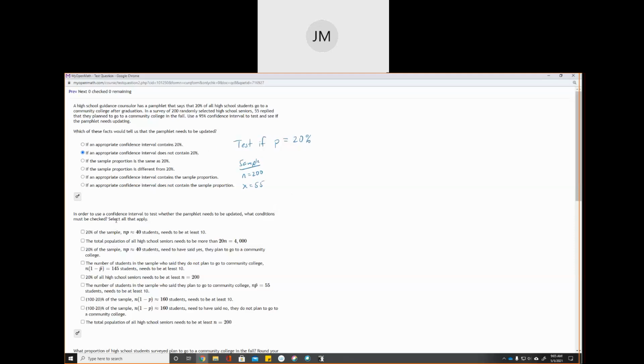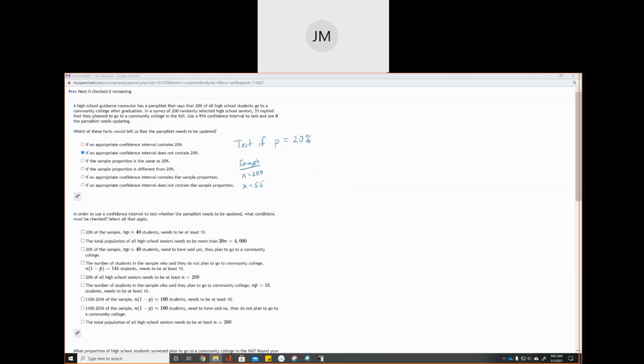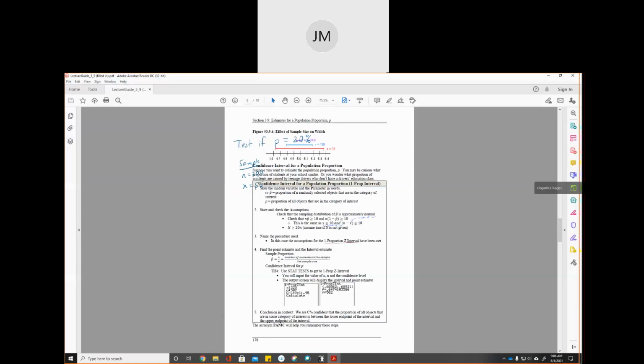All right, now in order to use a confidence interval, we have to check certain conditions. And this is the part that I think can be very confusing, perhaps the most confusing. So I think what I'd like to do is open up the notes just so I can show you what this looked like in our notes. Okay, so this is our 3.9 notes.